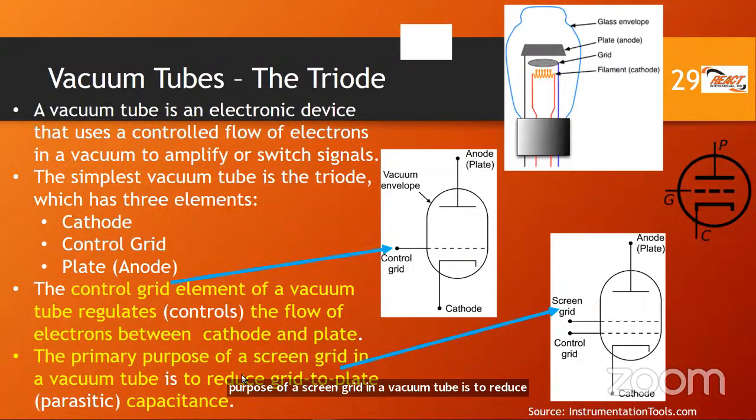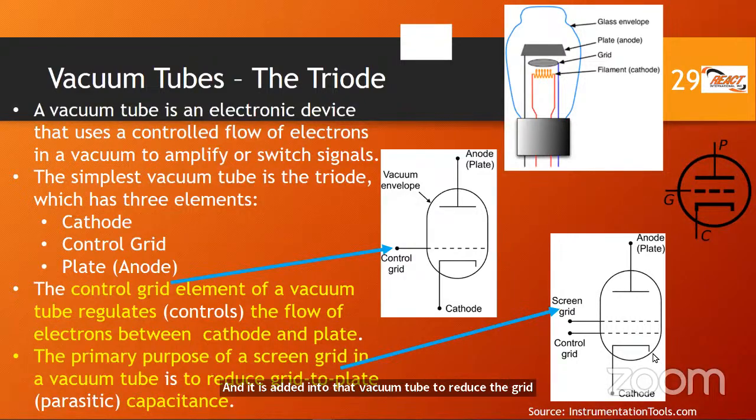Let's dissect this a little bit. The primary purpose of what? A screen grid. So here's our screen grid that we added. Notice this diagram here does not have the screen grid. We just have the cathode, we have the anode, sometimes called the plate, and we also have the control grid. And of course, it's all encapsulated in an outer glass envelope to create that vacuum, all the air sucked out. In the same way, this is another type of triode, but we have added a screen grid inside of there. And it is added into that vacuum tube to reduce the grid to plate capacitance.